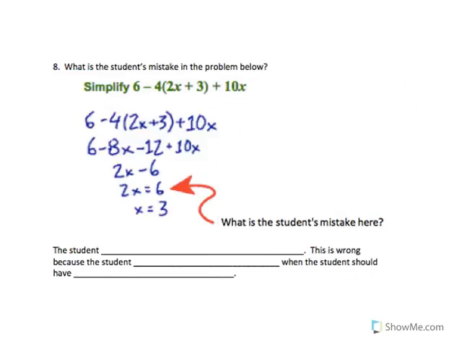Let's do the next one. Number 8. What is the student's mistake in the problem below? What is a mistake? It means where the student made an error in solving. So what do we always do when we're trying to find which student is right, where the student made a mistake? We always solve it ourselves first, and then we compare the work. So let's solve this problem ourselves first.